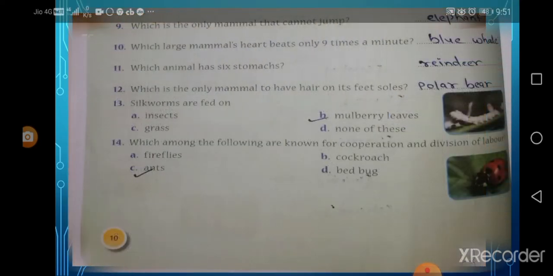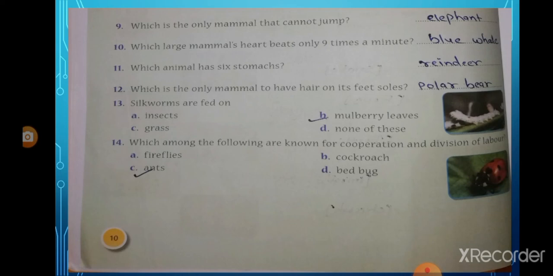Question number 9. Which is the only mammal that cannot jump? Do you know who is that animal that can't jump? That is elephant. Now, the next question.